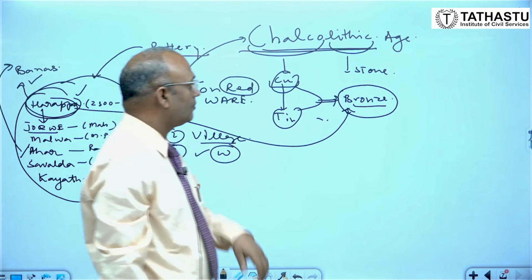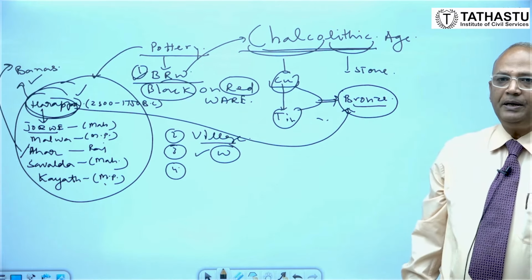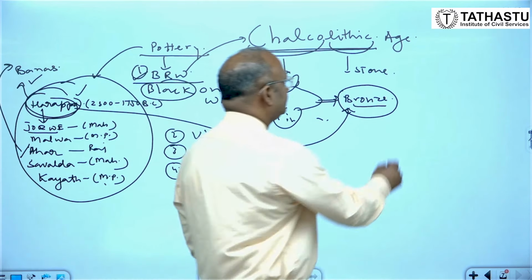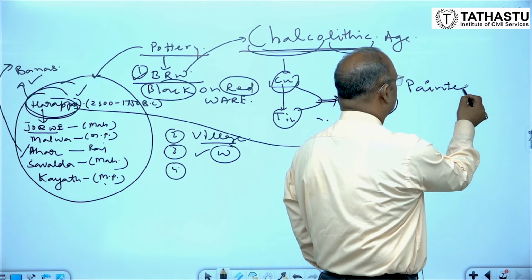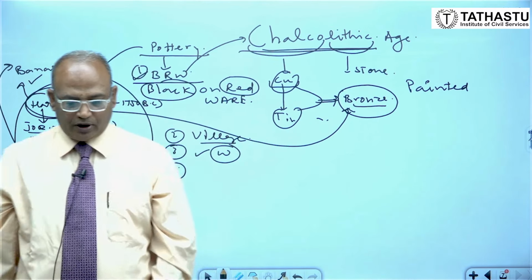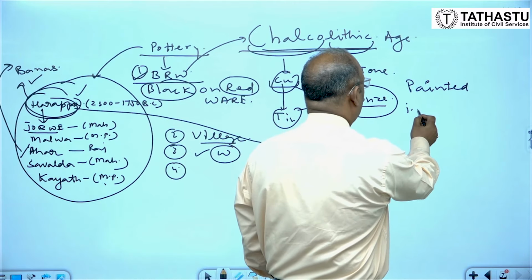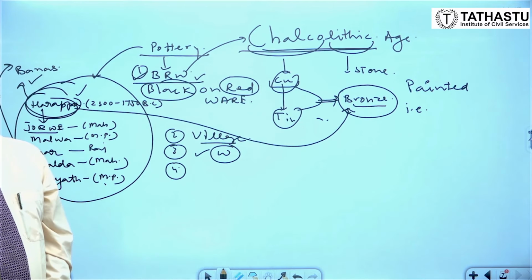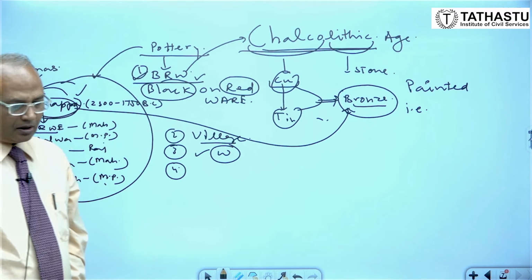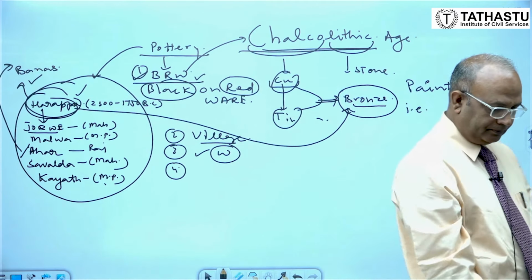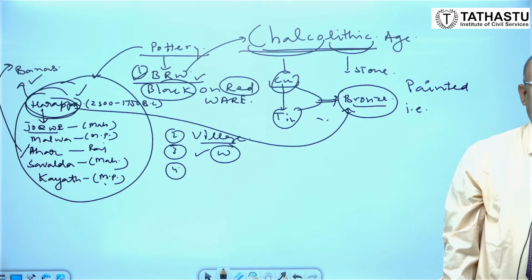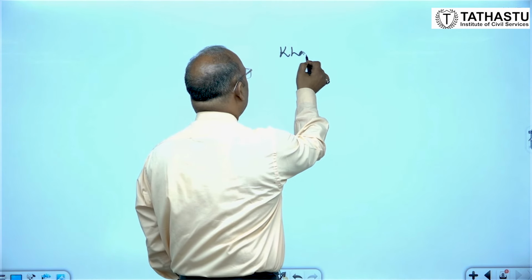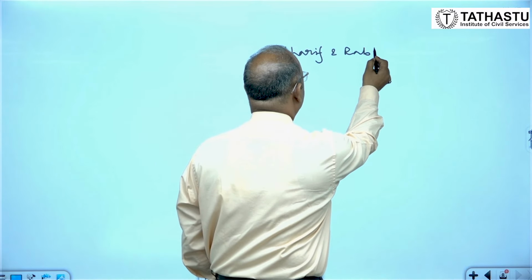Number one, use of painted pottery. Painted pottery started, color painted pottery, that is black on red ware, BRW. Second, cultivation of both kharif and rabi crops.